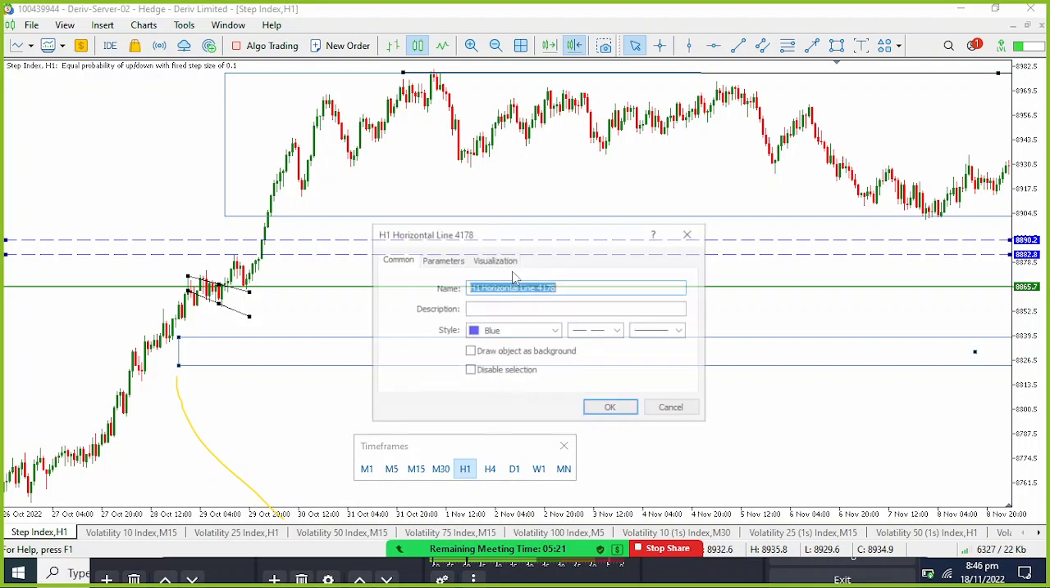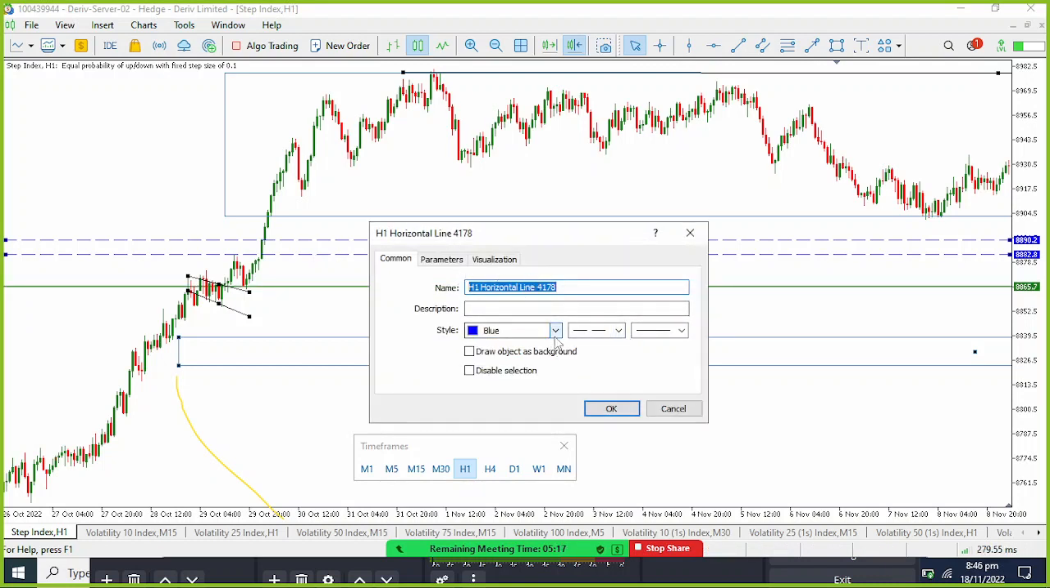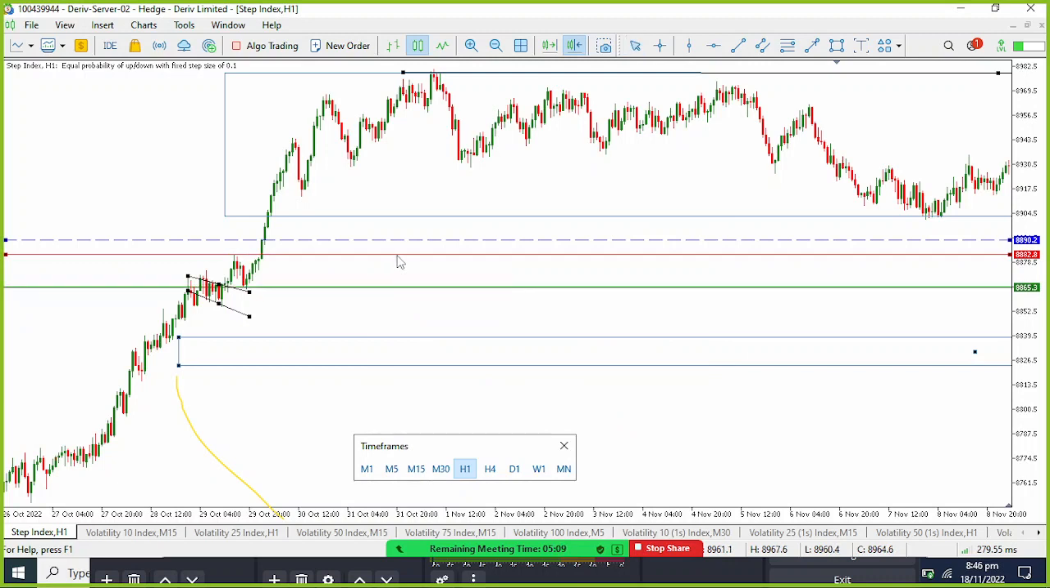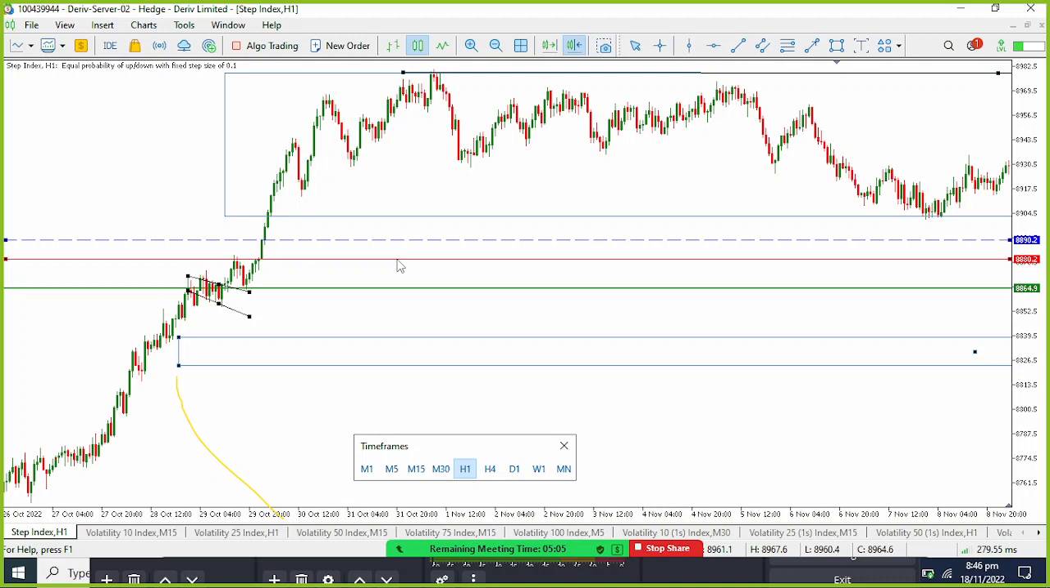This is the line. Let me change the color. Okay, so this is the area it retraced to, right? And then look at what happened here. Okay, let me tell you what happened here. You see there was a breakout here, right? And then the market went up, and then it came down. This is where the market ended before it came down for the retest, right? So where the market returned for the retest, you see here when there was a breakout, the market went up and returned here for the retest.